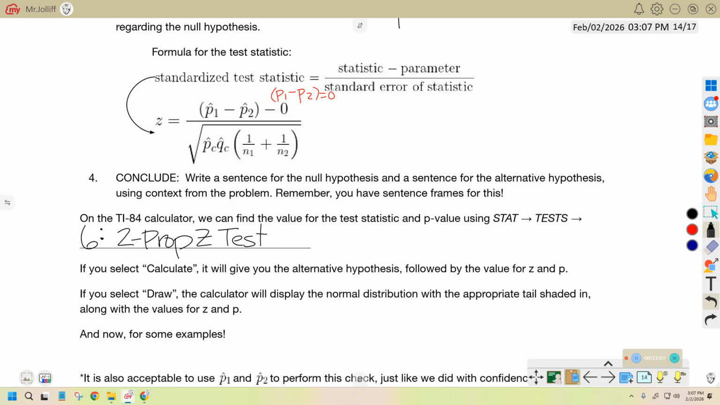You choose calculate in that option, it'll spit out the alternative hypothesis and then your Z and P. If you select draw, it'll draw the normal curve that you're supposed to draw on your paper and then spit out the Z and P beneath the graph. Questions on the flow of problem solving for a significance test for 2 proportions? Process sounds vaguely familiar? Okay, so all we're doing today and beginning of tomorrow is examples.